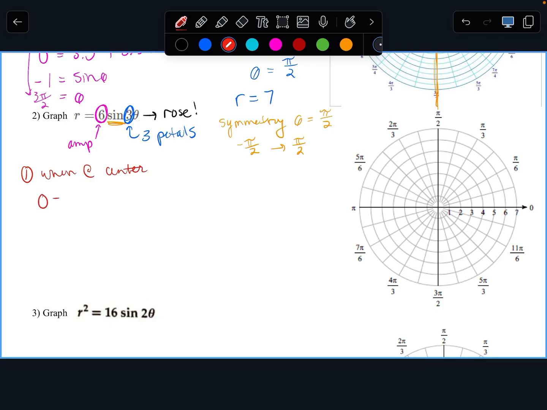Okay, so when is it at its center? That's when your radius equals 0. Right, so 0 equals 6 sine 3 theta. Okay, so the amplitude's kind of useless, just divide it out.